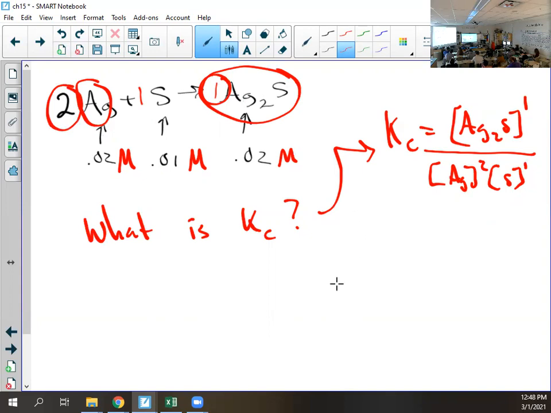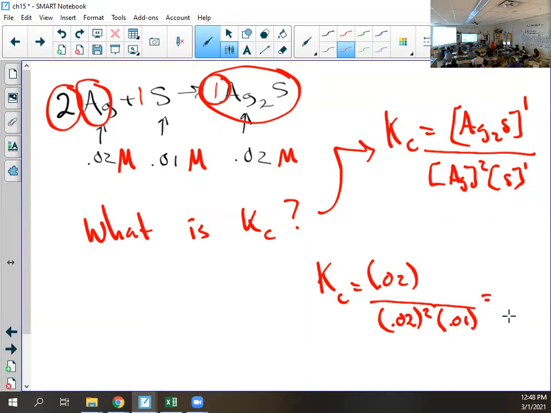So then I just plug it in. KC will be equal to 0.02 divided by, then the Ag is 0.02, but I square it this time, times S, which is 0.01, and I'm ready to roll. Do you understand where I put everything in? Okay, what did I get? 5,000? Okay.